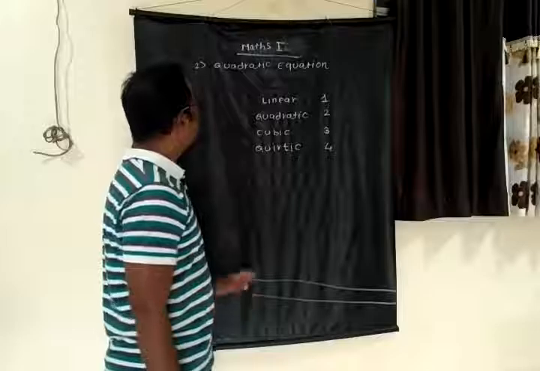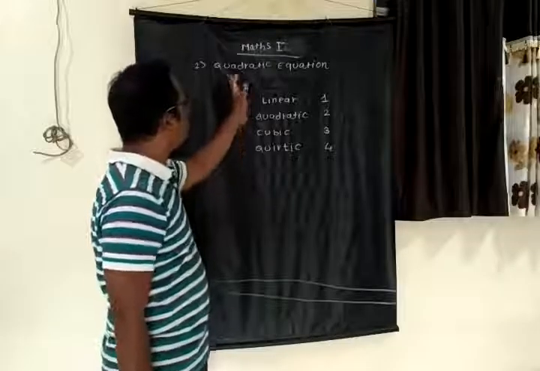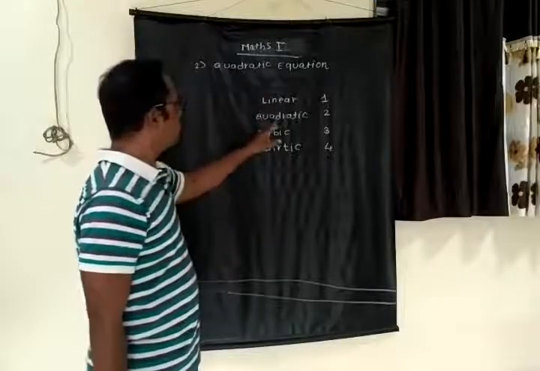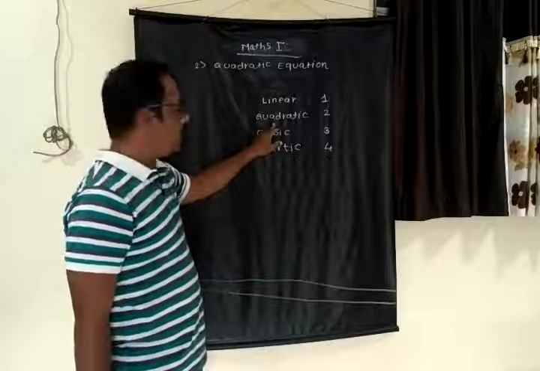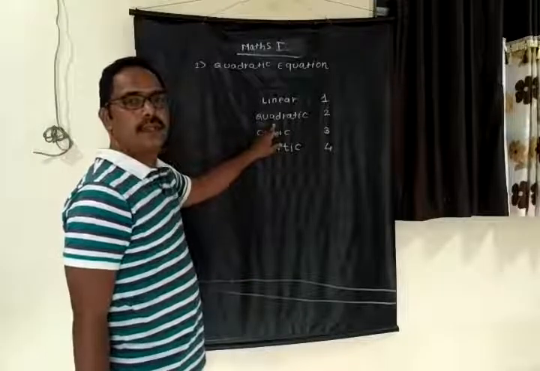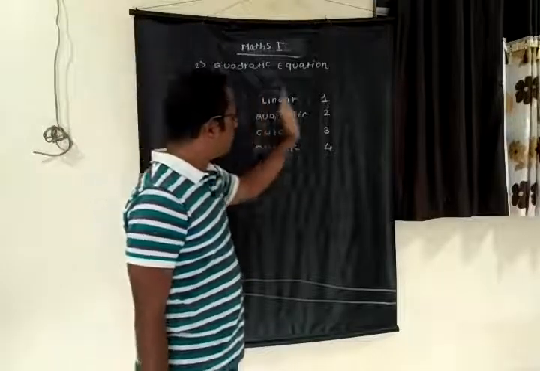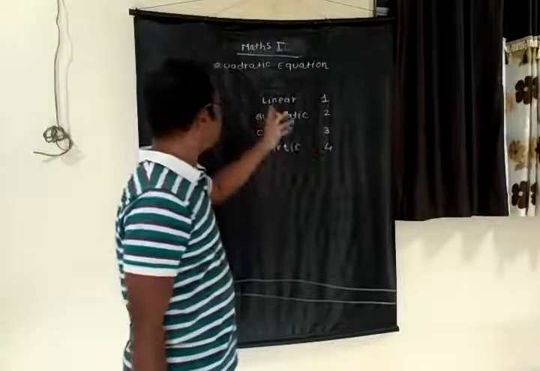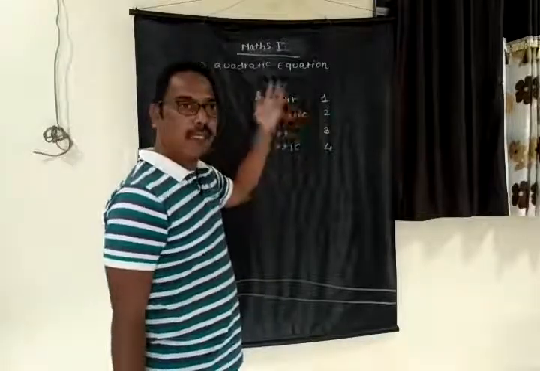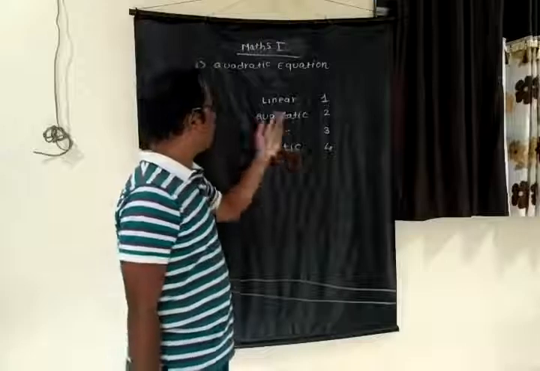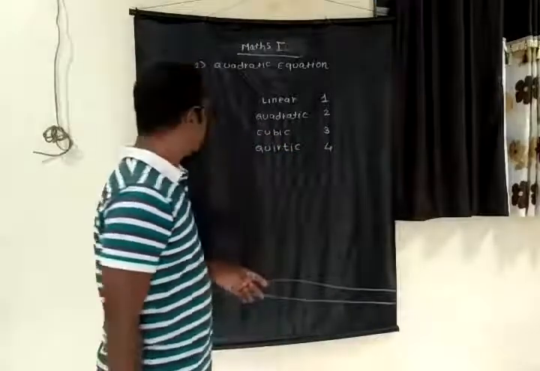Now here in this lesson we are going to learn quadratic equation. Suppose this is a quadratic polynomial. We have already studied that. Now what is the difference between quadratic polynomial and quadratic equation, linear polynomial and linear equation, cubic polynomial and cubic equation?